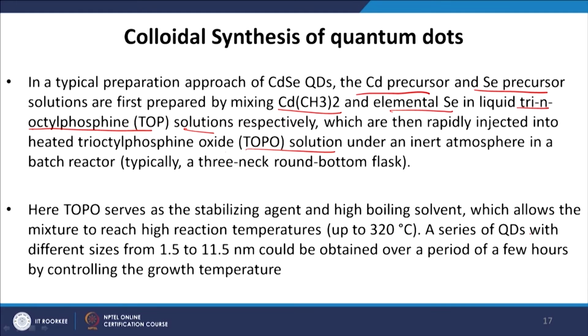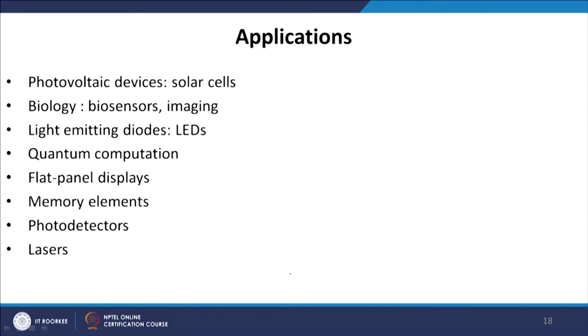A series of quantum dots with different sizes from 1.5 to 11.5 nanometers could be obtained over a period of a few hours by controlling the growth temperature. So, as we said, by changing the temperature and by changing the time, we can control the size of these CdSe nanoparticles. Now, what are the potential applications for this quantum dot?